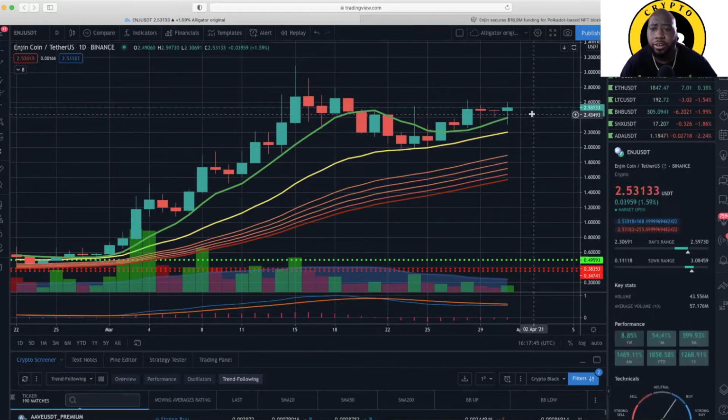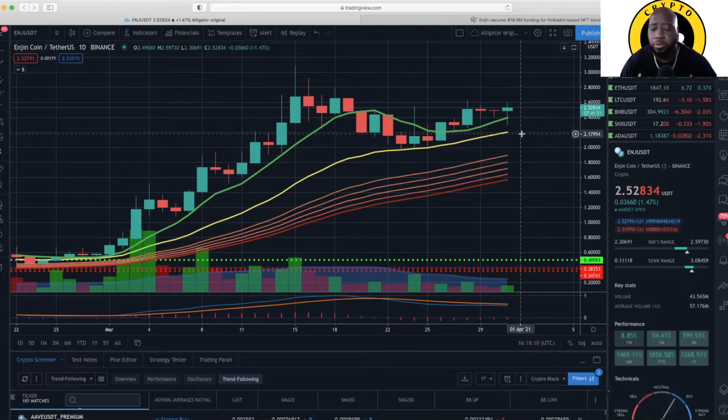So if you look at getting an Enjin, I would have a buy order around 2.39. I have another buy order around 2.20. I'll put another buy order right around 2.28. And then I will have a sell order. I have my sell order set at about 2.64.